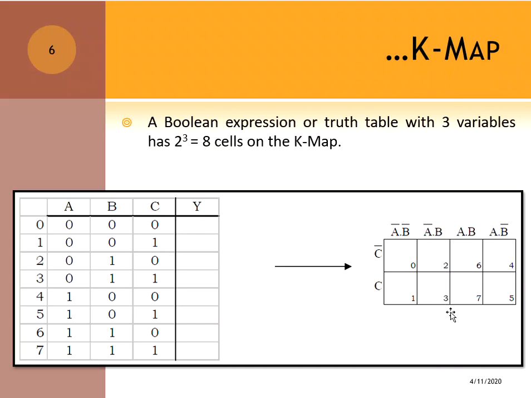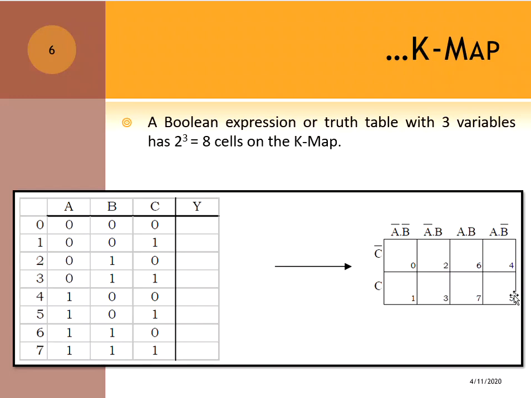Now let's try to check this cell, cell number 6, whether it is correct or not. Okay, this is the intersection of A dot B and C bar. So A is 1, B is 1, C bar means C is 0. So 1, 1, 0. The value belongs to row number 6. So it's correct.